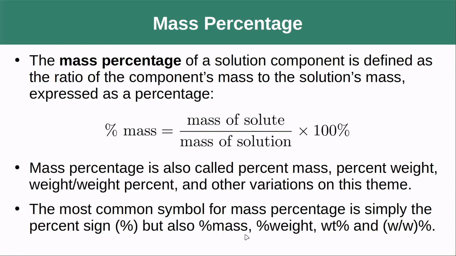We should write something like percent mass, percent weight. Weight percent is another thing you're going to see, or weight over weight percent. So mass over mass is what this little symbol here means. Anytime you see these, they're just trying to be more clear about which kind of percentage they're talking about.